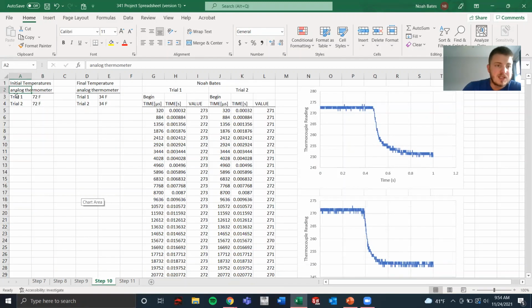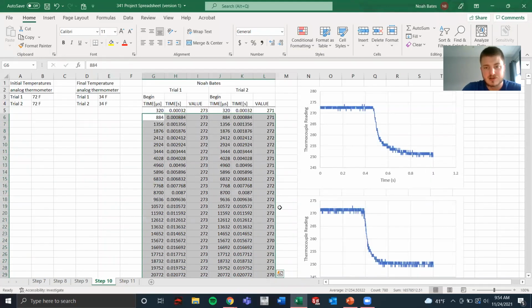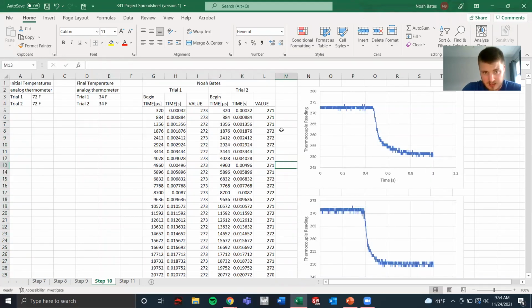Pretty simple. Put in the analog thermometer values for trial 1 and trial 2. Those were about 72 degrees. Final temperatures, which was the ice bath, about 34 degrees. Here's all the mess of the data from the serial monitor. I won't go through all that. And here are the graphs.